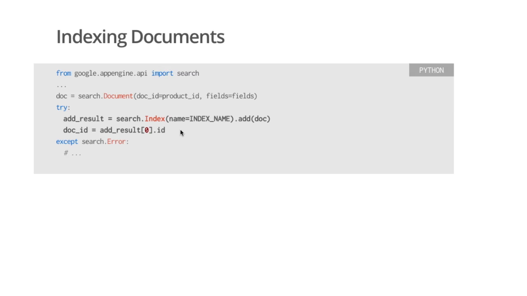So if you didn't assign a document ID to a document, then this is how you could obtain the document ID that was auto-generated. And if you did assign a document ID, like we showed here, then what would be returned would be that same ID. When you do a document add to an index, be sure to catch any exceptions that result. Here we're catching search.Error, which is a general Search API exception.